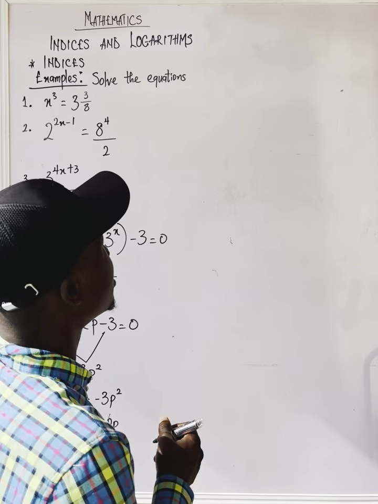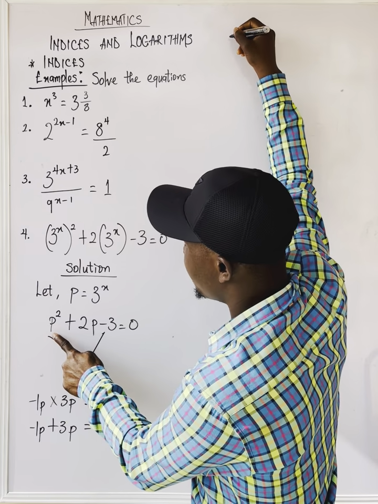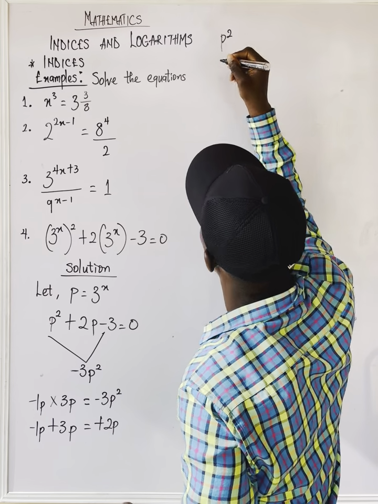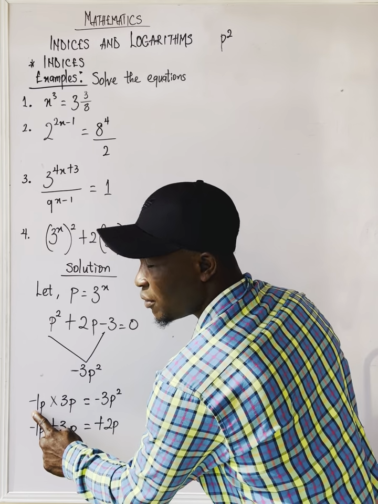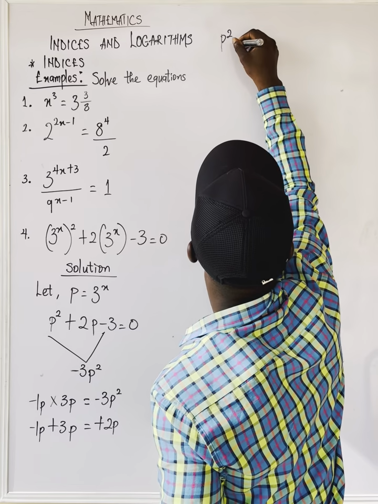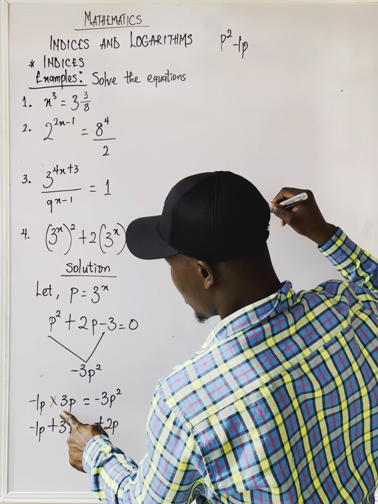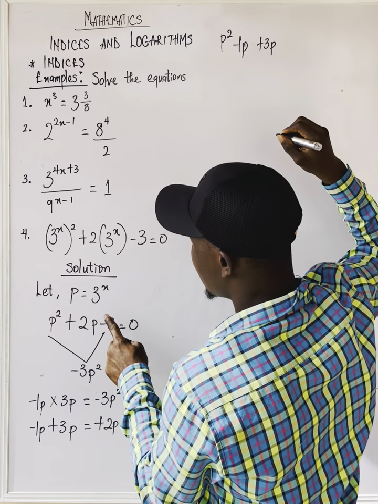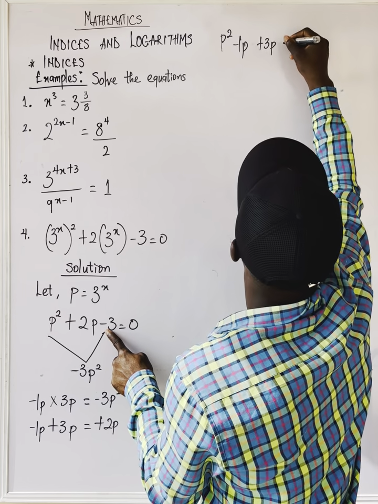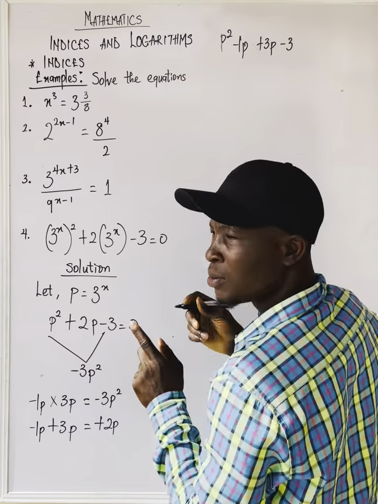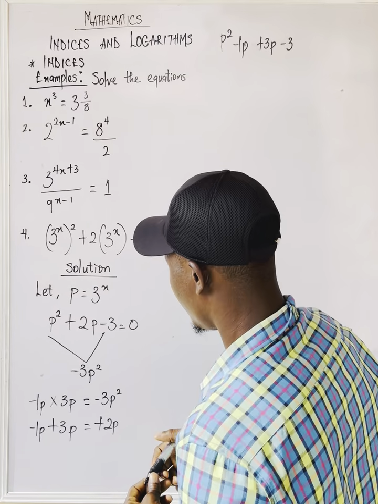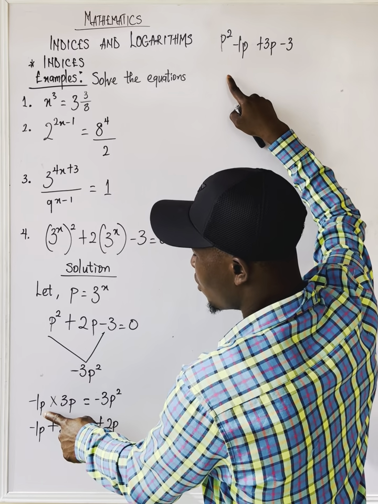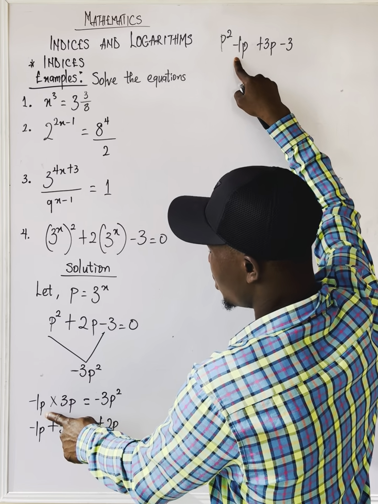So what do you do next? This is what you do next. You pick the first thing in the equation. In your equation, what is the first thing there? You have p squared. Then you pick the first number you used, which is minus 1p. You pick the second number you used, which is plus 3p. Then you pick the last thing, which is minus 3. Let me explain it again. You pick the first thing, p squared. You pick the first number you used, minus 1p.